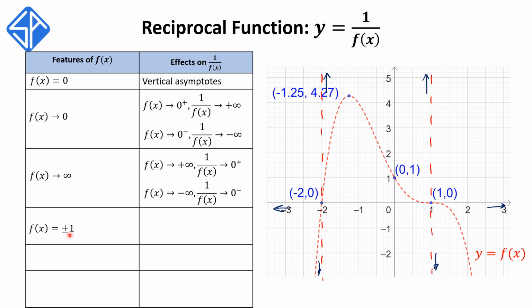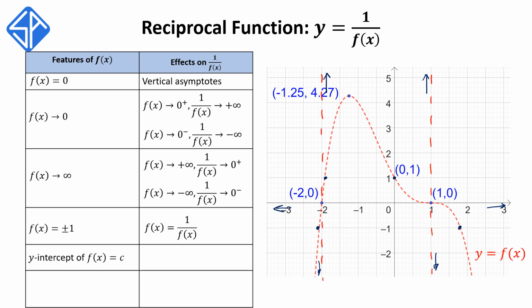And then let's think about what happens when f of x is equal to positive or negative 1. If f of x is positive 1, 1 on f of x is 1 divided by 1, which is also 1. If f of x is negative 1, 1 divided by negative 1 is also negative 1. So this means that wherever f of x is equal to positive or negative 1, the two graphs will have the same value, and so they're both going to intersect. So we're going to mark in those points where f of x is equal to 1, which is here and here, as well as when f of x is negative 1, which is here and here.